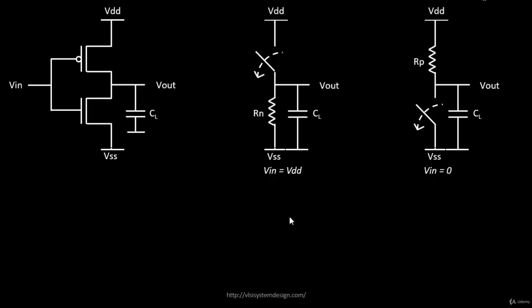So let's do that. When your Vin is equal to VDD, there is a direct path that exists between Vout and VSS. And how is it so? It's something like this. There is a path from Vout to VSS, and as a result of that you will see Vout to be 0.